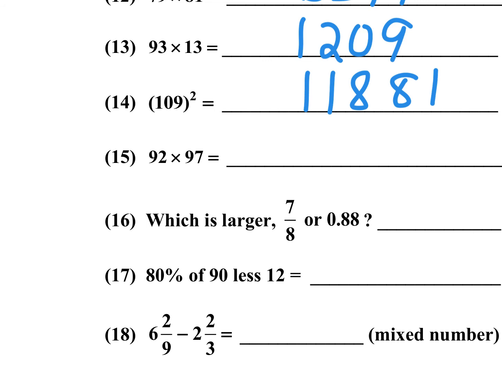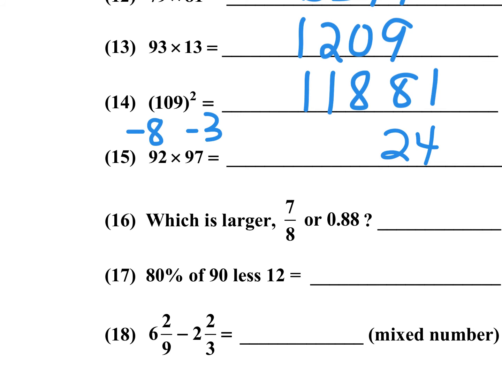92 times 97, two numbers under 100. I'm going to write here just to show you that this is 8 from 100 and this is 3 from 100. So 92 minus 100 and 97 minus 100. So I have two negative numbers. And what happens when you multiply two negative numbers? You get a positive number. Negative 8 times negative 3, so that's 24.